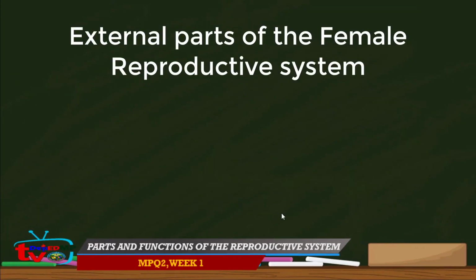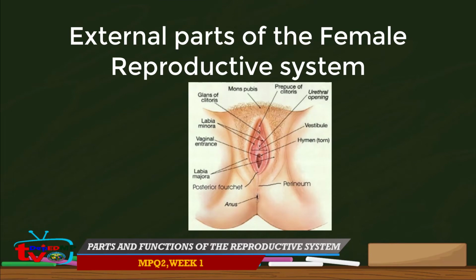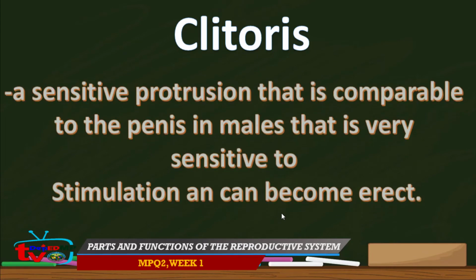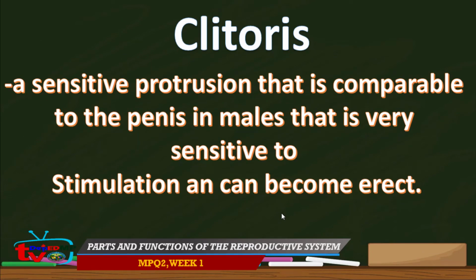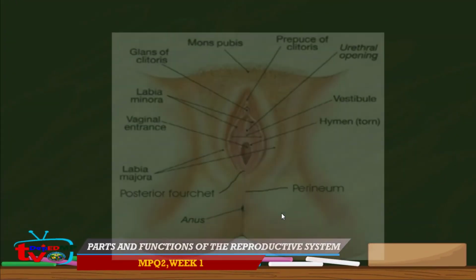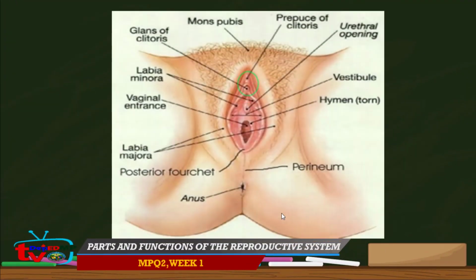Now, let's proceed to the external parts of the female reproductive system. First part is the clitoris. It is a sensitive protrusion that is comparable to the penis in males, that is very sensitive to stimulation and can become erect. In this picture, that is the clitoris.